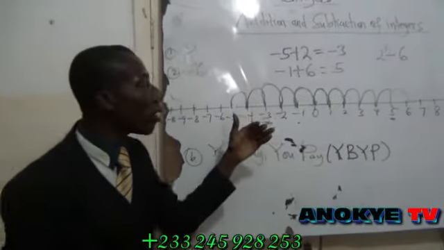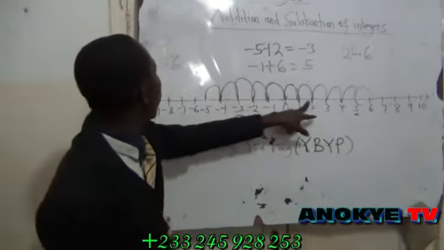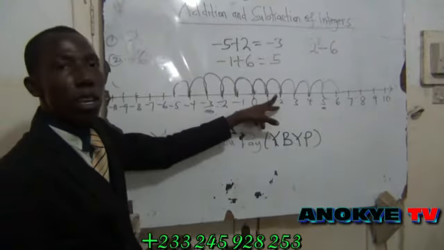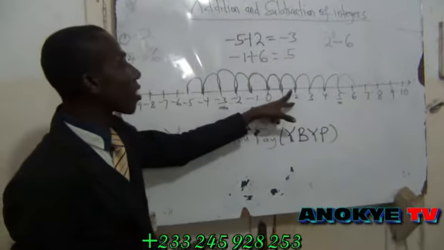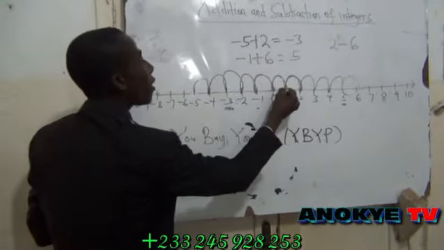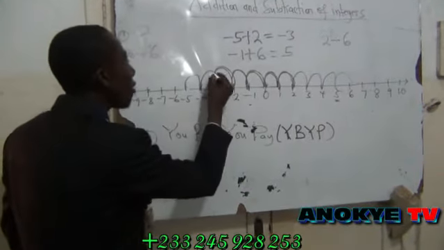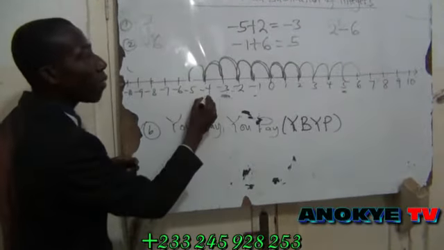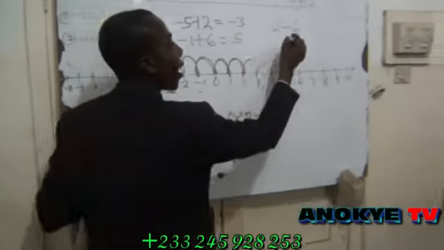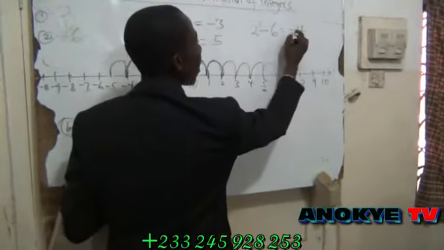And you can still use the number line. Let me start on the first one, which is 2. I'm here. The second one is negative, so I will move to the left 6 times. So I have 1, 2, 3, 4, 5, 6. I'm here, -4. Therefore, the answer is -4.